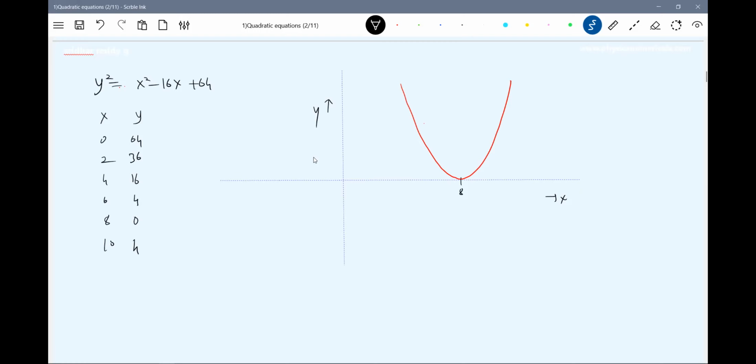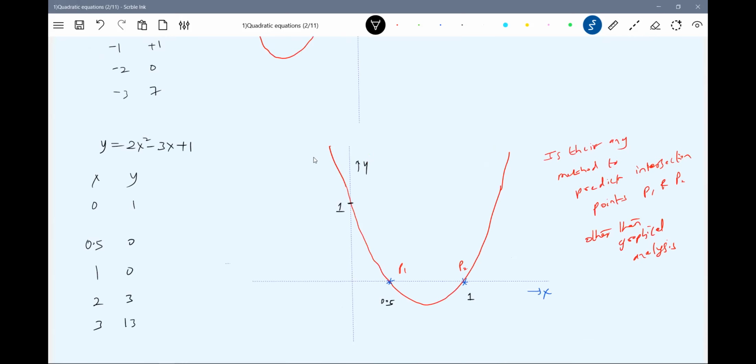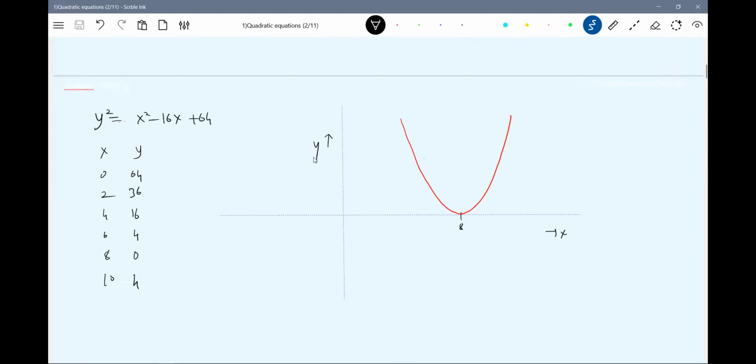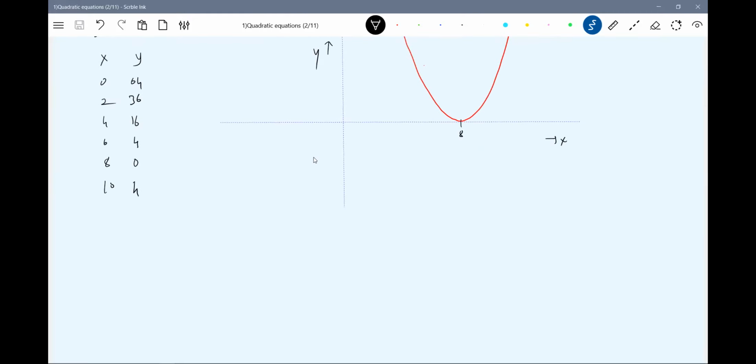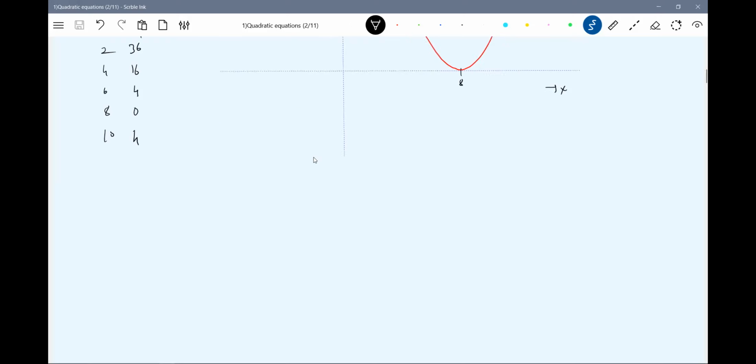Again, our question. What is our question? Is there any method other than graphically where we can say that it is going to touch the x-axis only once, like the previous problem? By looking at the equation, can we tell if the curve will intersect the x-axis at 2 points? There are just so many situations we come across. Now I'll bring another situation: y is equal to 5x square minus 4x plus 2.